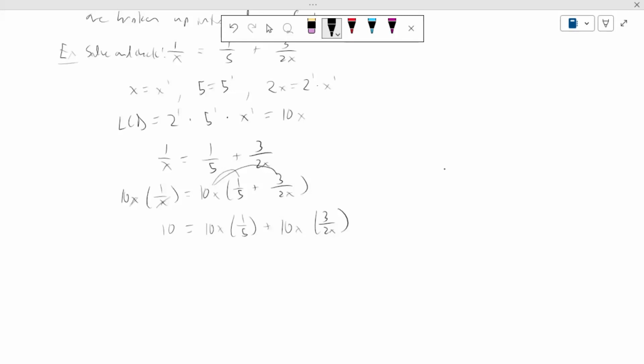All right. So then on the left-hand side, I still have 10. On the right-hand side, well, 10 divided by 5 is 2. So I just have 2x left here. Okay. All right. Over here, my x's will cancel off. Right. 10 divided by 2 is 5. So I have 5 times 3, which is 15. Okay.